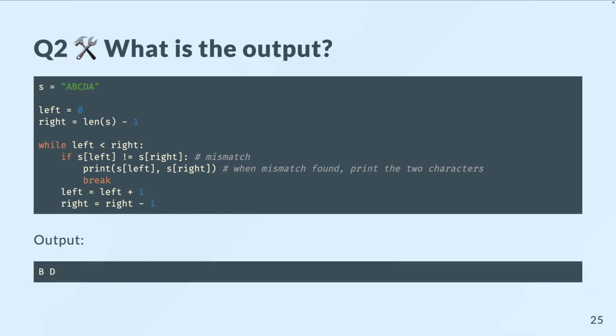Let's solve it. When left points to B and right points to D, there is a mismatch. Inside the if statement, the code prints the 2 characters, B and D. B and D are in the same line and separated by a blank. Then the loop breaks.